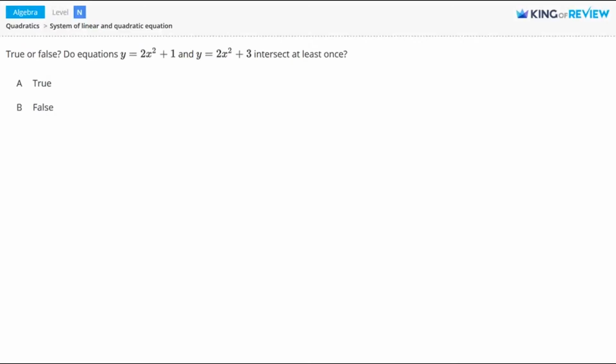True or false? Do equations y equals 2x squared plus 1 and y equals 2x squared plus 3 intersect at least once? So we have two parabolas here. One method for solving this problem is to graph both of them on the same coordinate plane and then see how many times they intersect. So let's do that. I have y equals 2x squared plus 1 and y equals 2x squared plus 3.